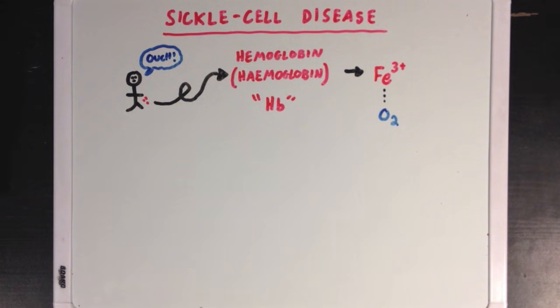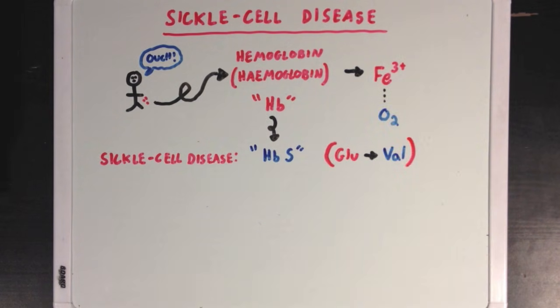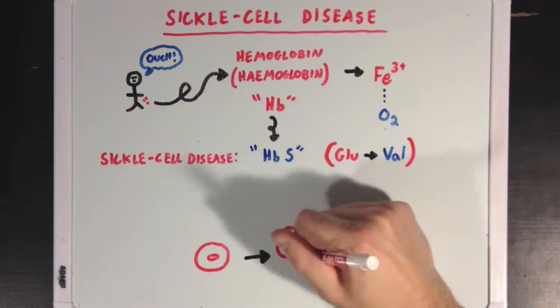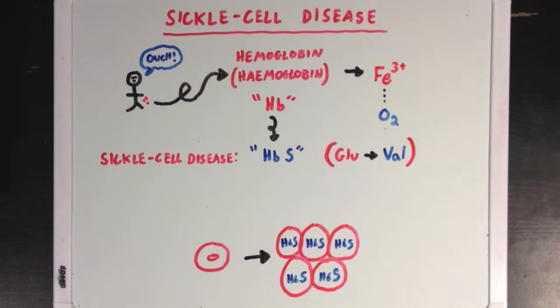Now, the mutation that causes sickle cell disease results in a mutated form of hemoglobin called HbS being formed, where the S is for the word sickle. And the difference between normal hemoglobin and HbS is that one glutamate amino acid residue is being replaced with a valine amino acid residue. And this small change results in all of these mutated HbS proteins aggregating together in a red blood cell, which makes it very difficult for that red blood cell to transport oxygen effectively.